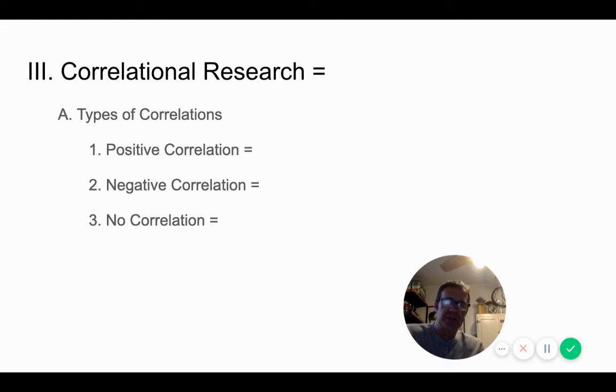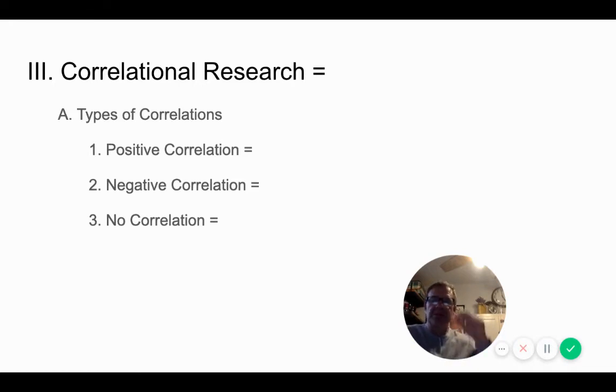Correlational research measures the relationship between 2 variables. Okay, measures the relationship between 2 variables. And in parentheses, I want to add something that's going to be really important, and you're going to hear it a lot during this video. Okay, in parentheses, let's add, but does not show cause effect. Okay, so correlational research measures the relationship between 2 variables, but does not show cause effect.